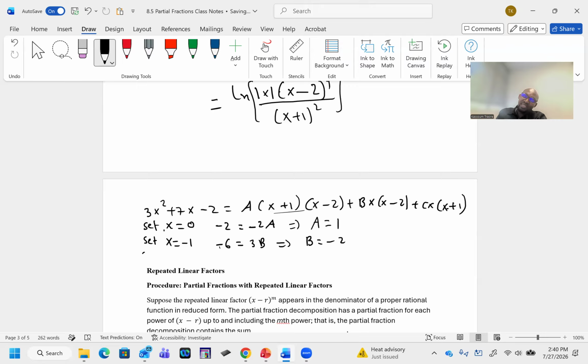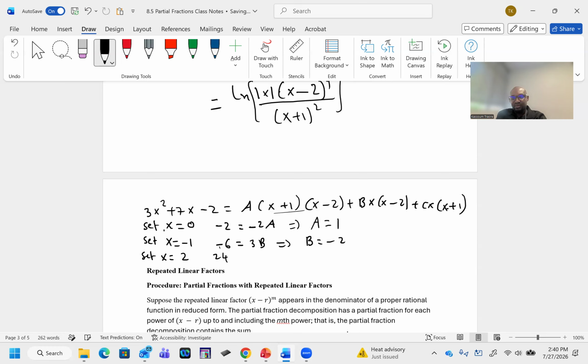And then once we set x equal to 2 as well, you will see 2 squared is 4. 4 times 3 is 12. 7 times 2 is 14. 14 plus 12 is 26. 26 minus 2 is 24.